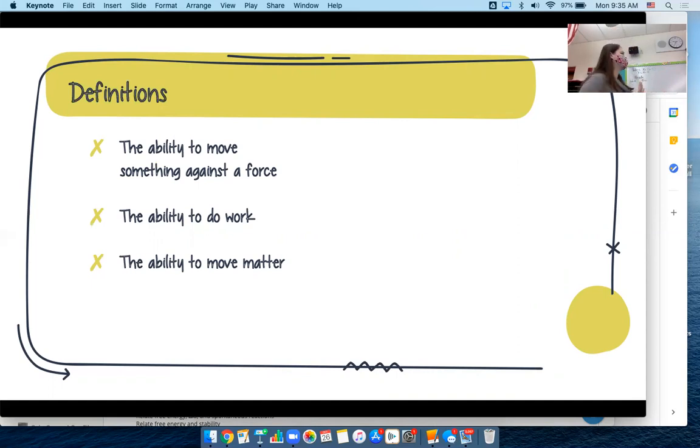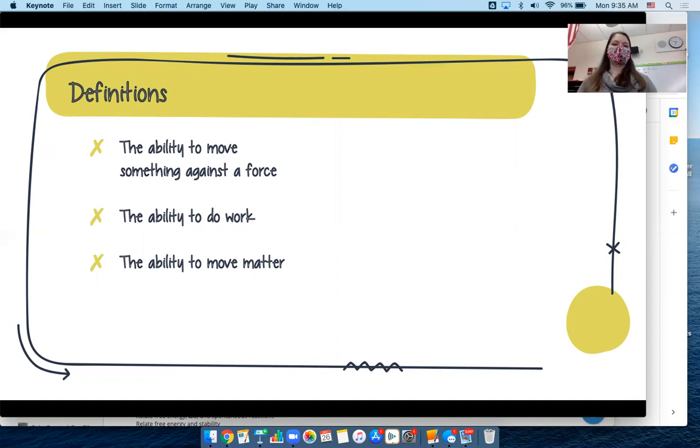So here are the definitions that we're going to work with. We can look at energy as the ability to move something against a force, or to do work, or to move matter. A lot of definitions. So we can either look at matter as the stuff, but then energy is just anything that could move it.